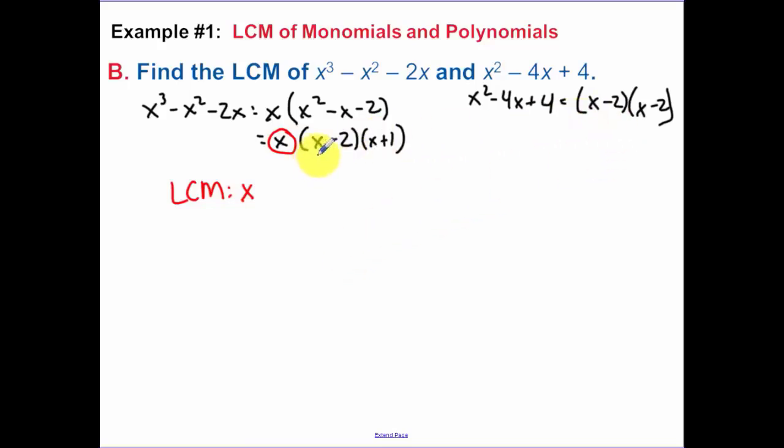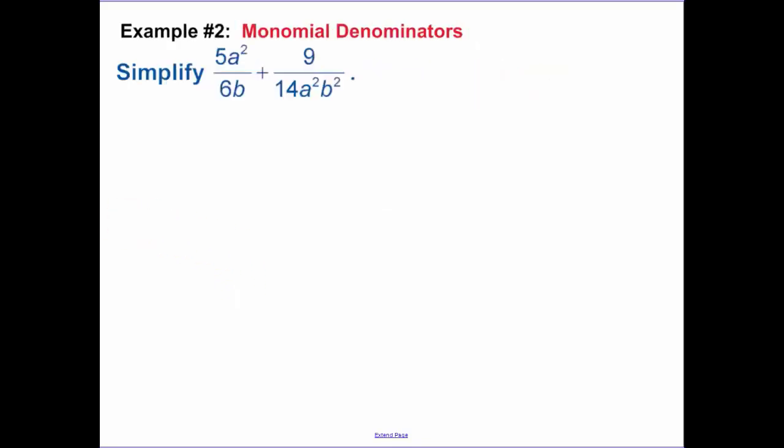I have x minus 2 in this one. I also have x minus 2 in that one. But I actually have 2 x minus 2s, so I need to take that higher multiple. And then I also need to add in this x plus 1. So that's our least common multiple. Now, honestly, I think that's a little bit harder than when we're adding.